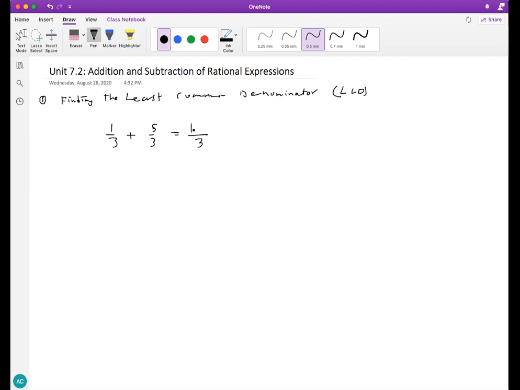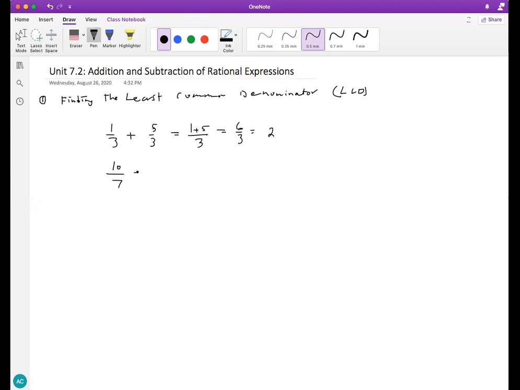So for example here, 1 plus 5, that's 6/3. You always simplify your answers. It could be a fraction or a rational expression. We learned how to do that the other day. So you want to simplify this. This turns into 2.